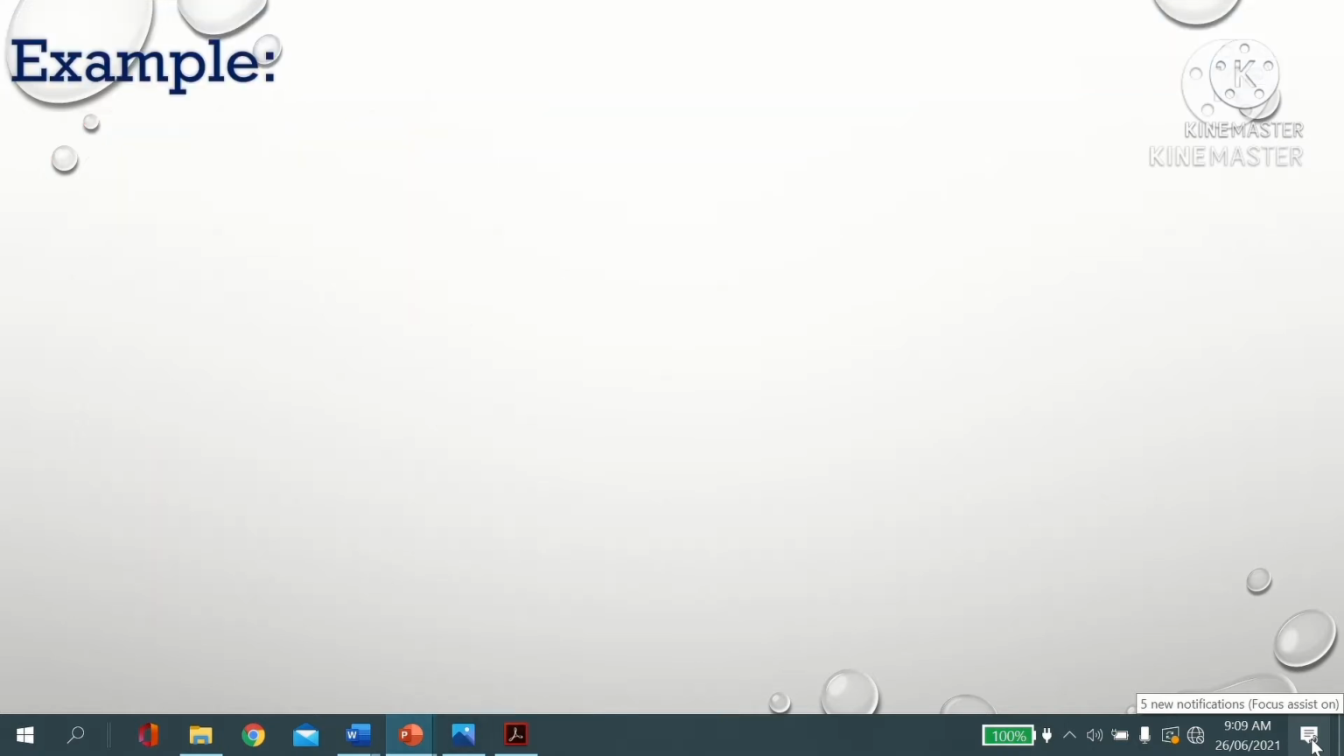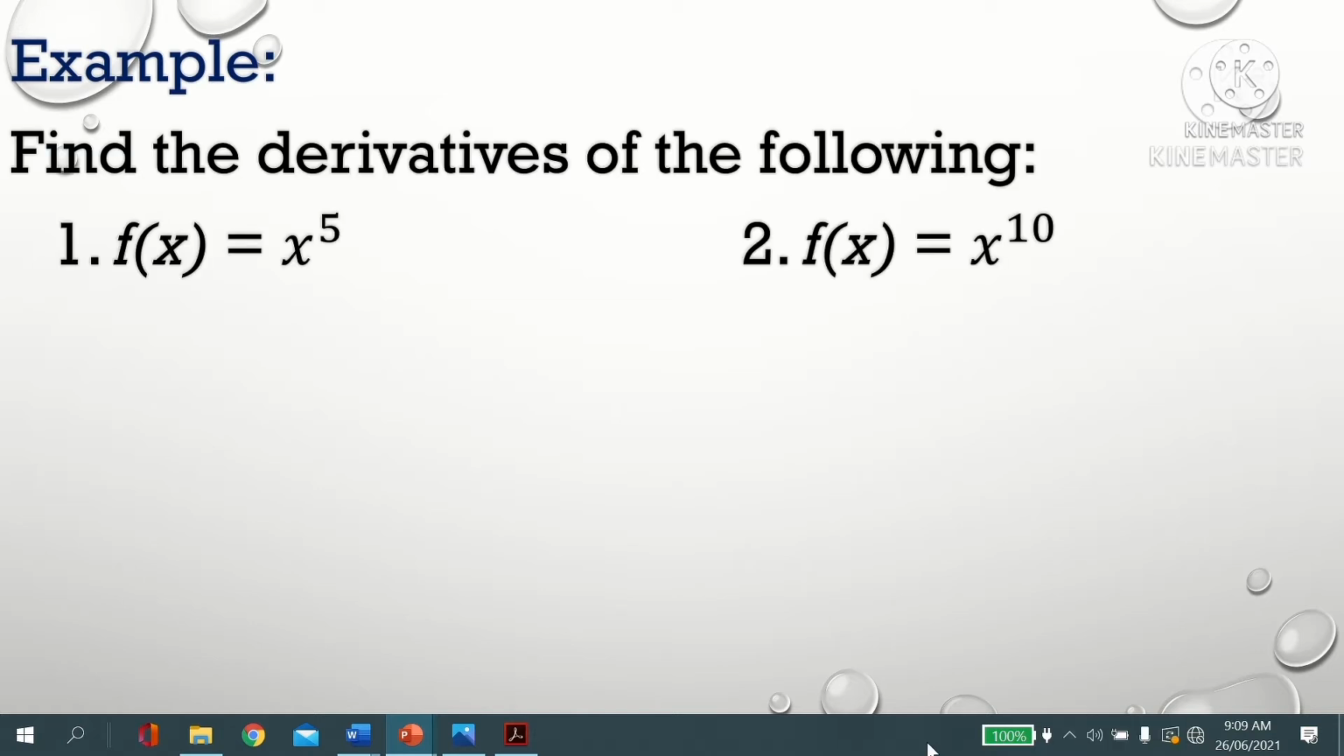Okay, so let's have the examples for the third basic differentiation rule. So find the derivatives of the following. Number 1, f of x is equal to x raised to 5, and the second, f of x is equal to x raised to 10. So let's have the first one. So given the formula, sundin lang po natin dyan. So we're going to identify the value of n. Pag sinabi natin n, given po dun sa formula, ang n po dyan is referring to the exponent. So therefore, ang n is equal to 5.